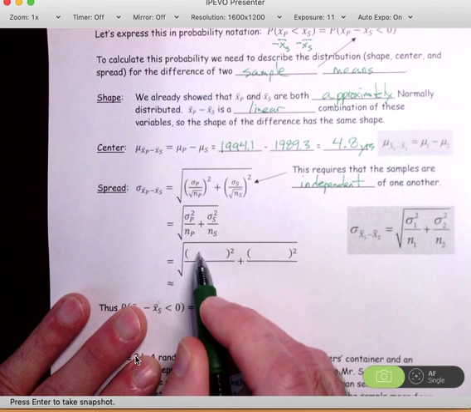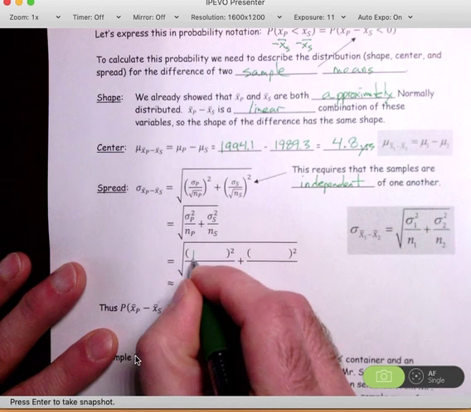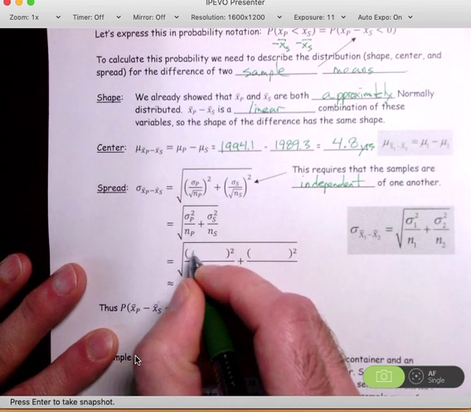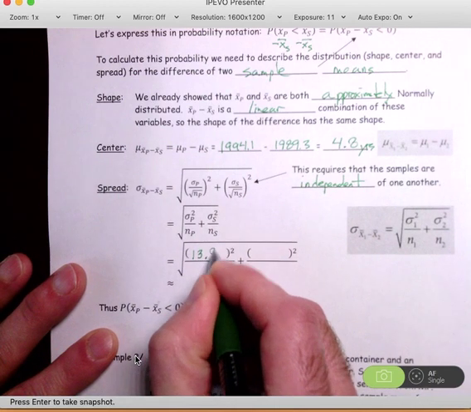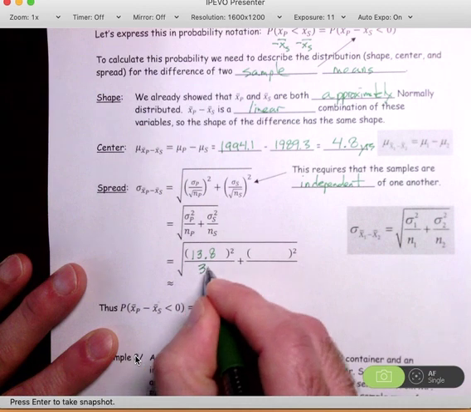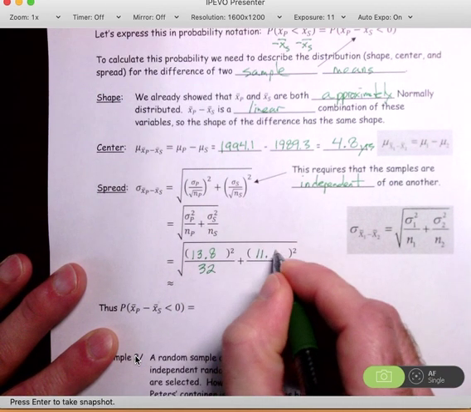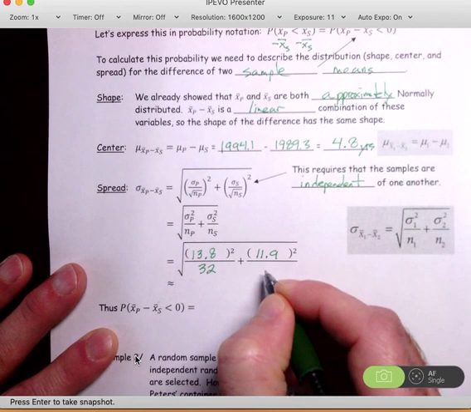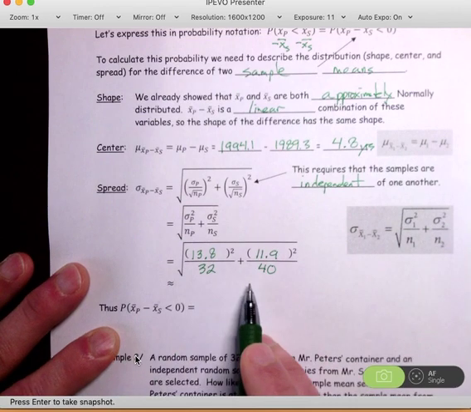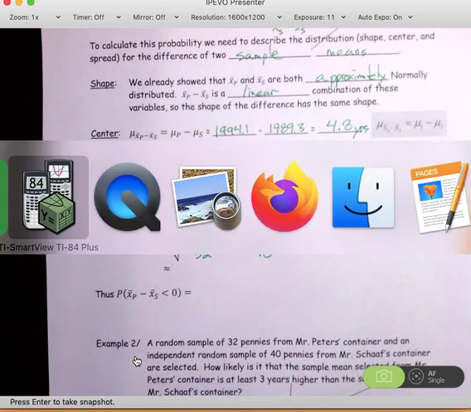So the standard deviation from Mr. Peters' container, that was 1994.1. I apologize, that was the mean. The standard deviation from Mr. Peters' container is 13.8. The sample size that we are using from his container is 32. From my container, the standard deviation is 11.9, and the sample size that we are using is 40. So we can just simplify this, and we will have the standard deviation of our sampling distribution.